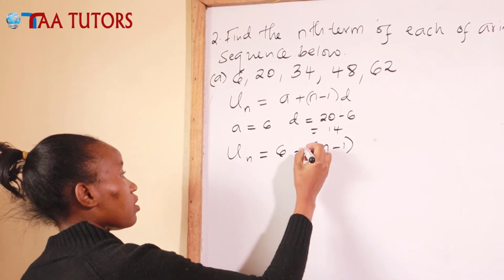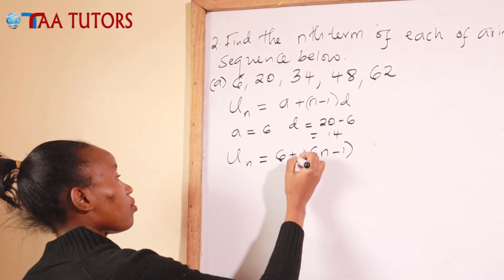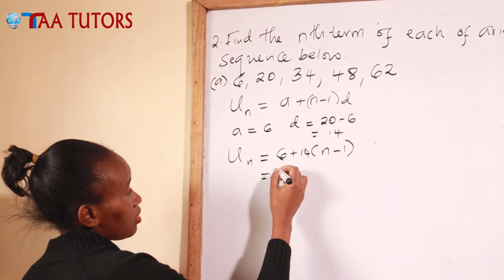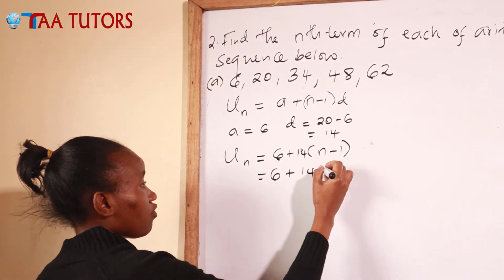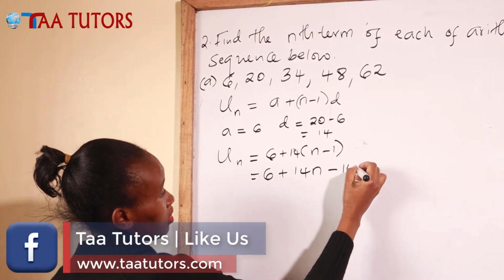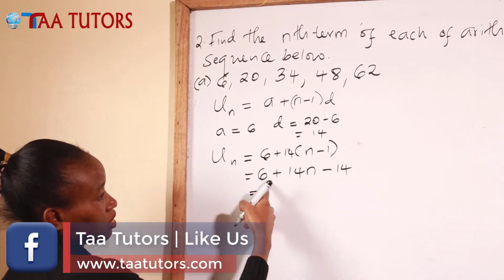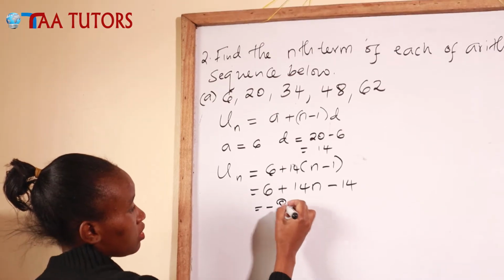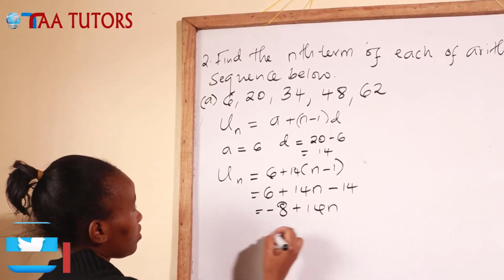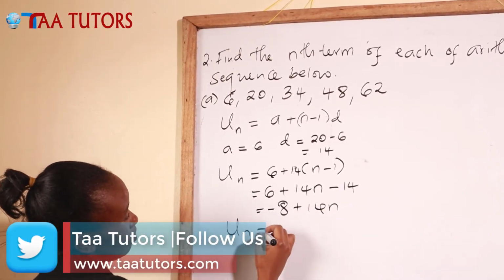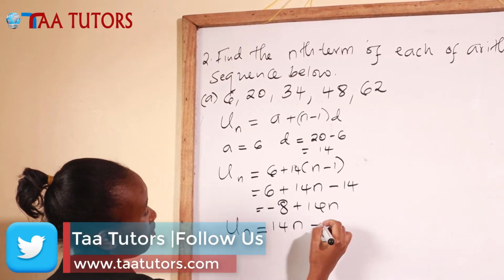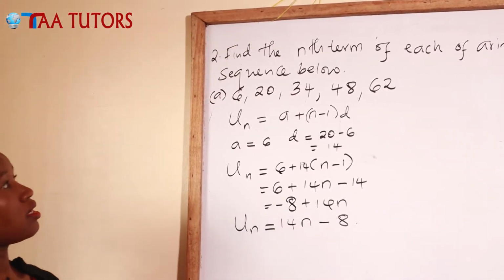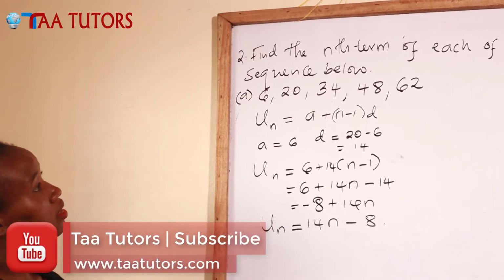So this 14, you can place it in front of the bracket, no problem. So this is going to be, we open the bracket, 6 plus 14n minus 14. Collect the like terms, 6 minus 14. So this is going to be negative 8 plus 14n. So our nth term is 14n minus 8. So that's how you find the nth term for this arithmetic sequence.